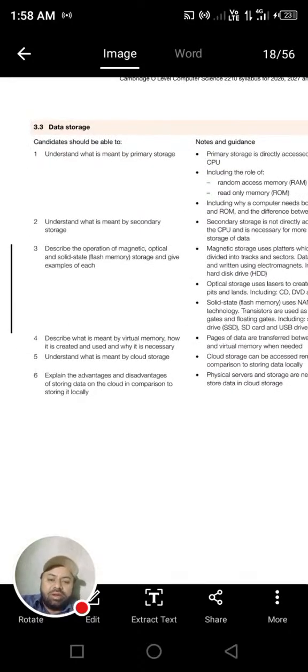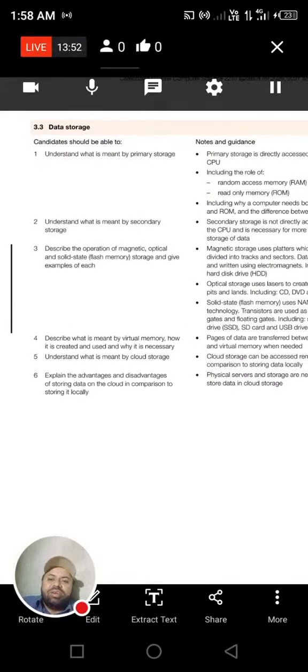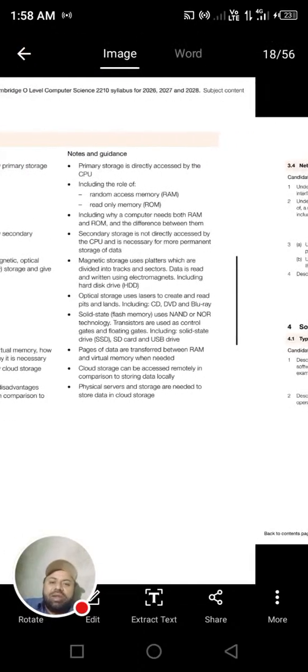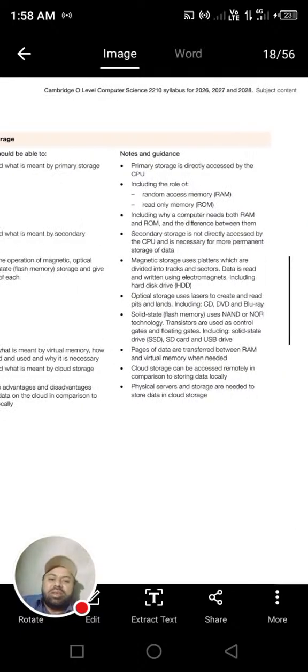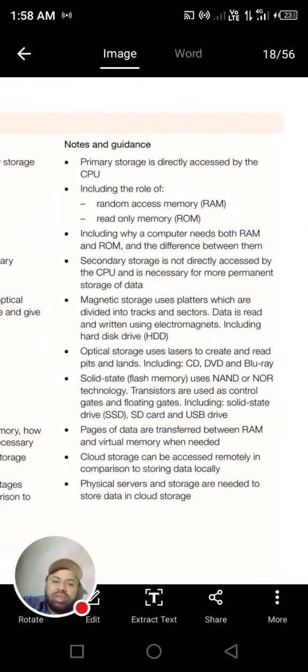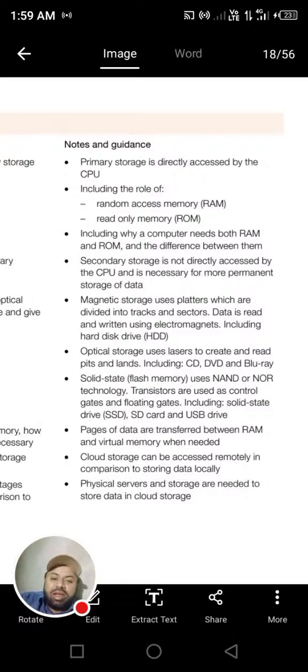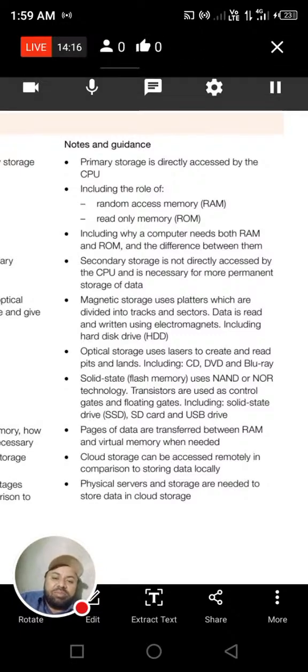Now we come to the data storage devices. Understand what is meant by primary storage. Primary storage is directly accessed by the CPU, just like ROM or RAM. RAM is random access memory and ROM is read-only memory. ROM is permanent memory; when we start the computer, the BIOS is in ROM. We will cover why a computer needs both RAM and ROM, and the difference between them.